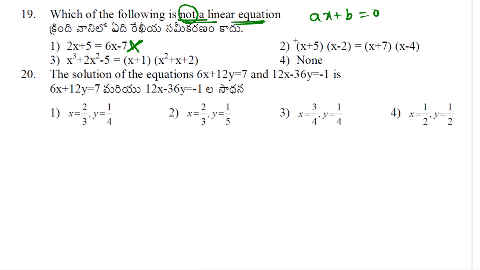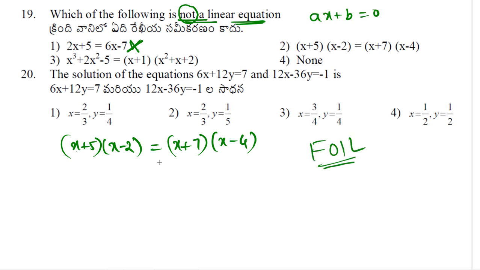Let us go to second one, x plus 5 times x minus 2 equal to x plus 7 times x minus 4. Here let us find out the products. X plus 5 times x minus 2, this is equal to x plus 7 times x minus 4. If you find out the products, use FOIL method to find out the products. FOIL method means F stands for first terms, O stands for outers, I stands for inners, L stands for last terms.